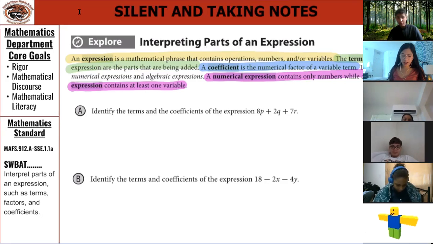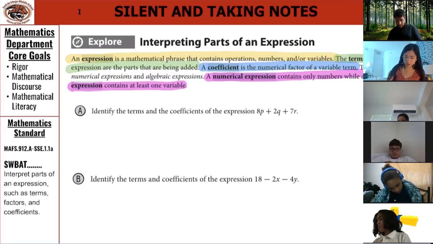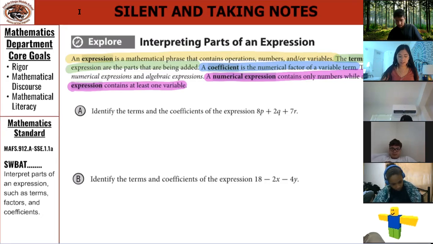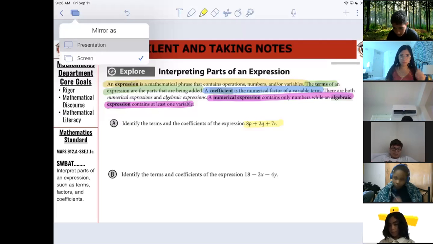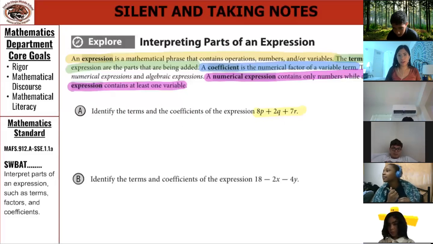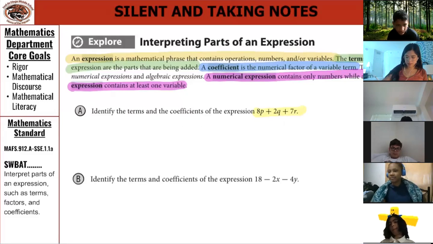All right. So now I have these 2 examples, example A and example B. For these 2 examples, all you have to write down is the expression. So you don't have to write down the words, just write down the expression. So for example A, you're just going to write down 8p plus 2q plus 7r. And what we're going to do is identify in this expression which ones are the terms and which ones are the coefficients. So I'm just going to write it down.